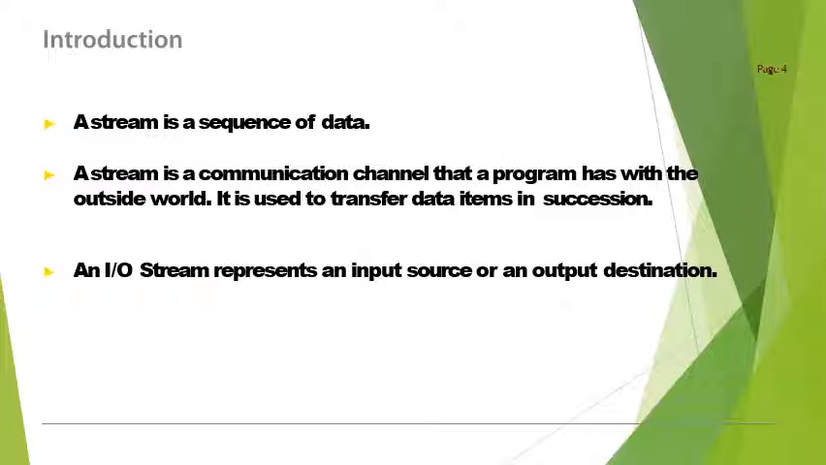That is, a stream helps the program to communicate with the outside world. Or we can say it is used to transfer data between programs. A stream can be an input source or an output destination.